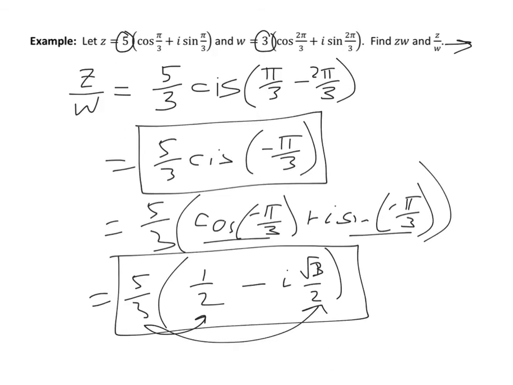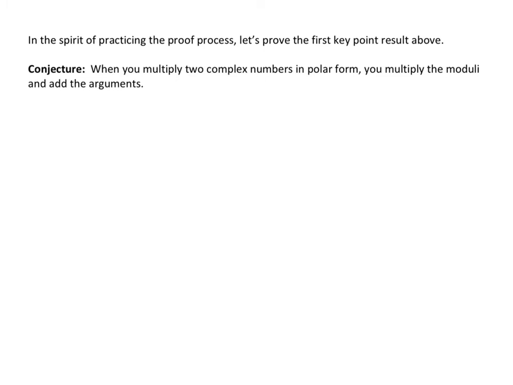So hopefully you've been able to see here that now that we have this key point, we can really use polar form to do a lot of good when we're multiplying and dividing complex numbers that are in polar form. Now, in the spirit of practicing this idea of proof, I did want to give us an opportunity to go through the steps of what would it take to prove this result. If someone had conjectured that when you multiply two complex numbers in polar form, you're going to multiply the moduli and you're going to add the arguments.